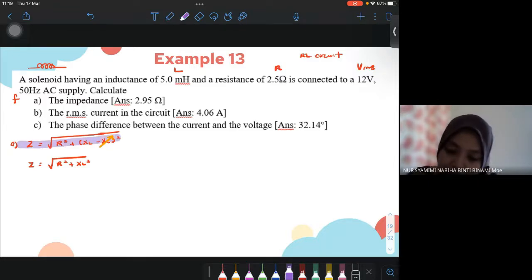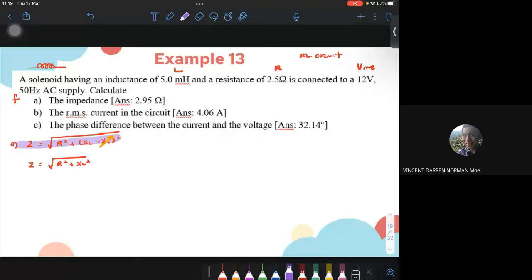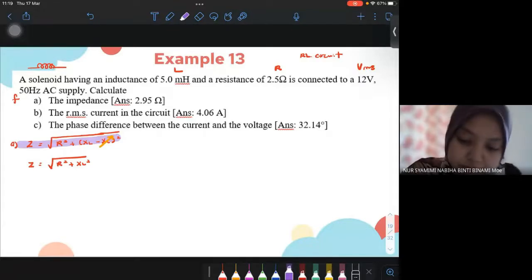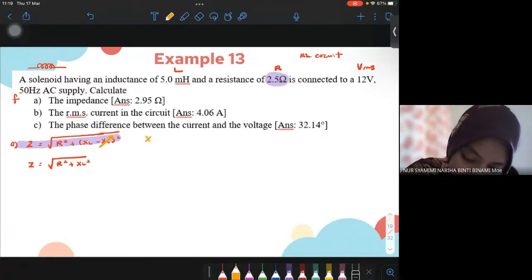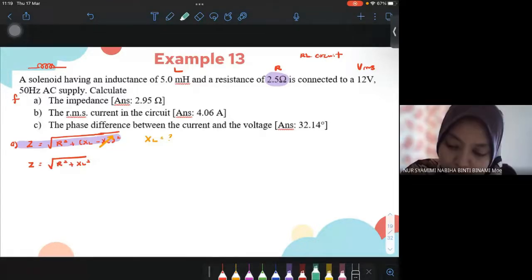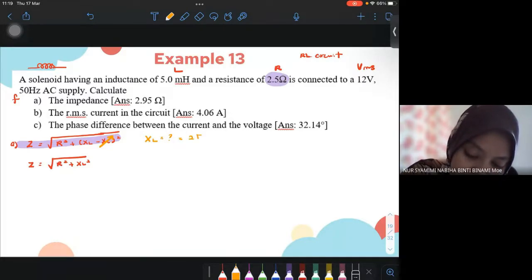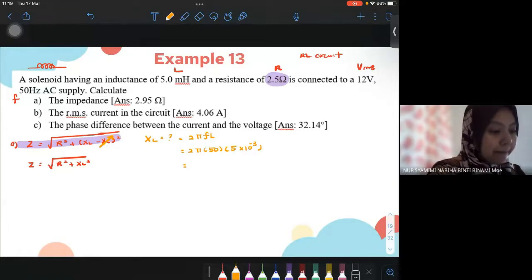Okay, so do we have R? Yes, we already have R, but do we have XL? No. But we can calculate. Yes, we can find XL, which is 2 pi FL. So 2 pi, the frequency is given 50 and L is 5 milli, so exponent negative 3. So tolong saya kira berapakah nilai XL yang kita dapat?